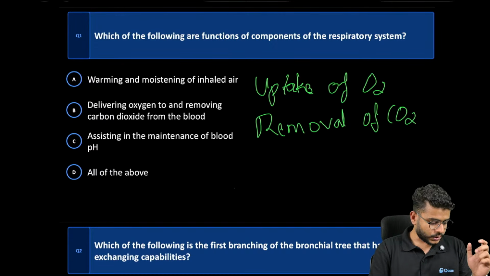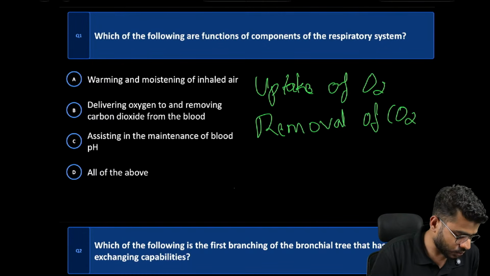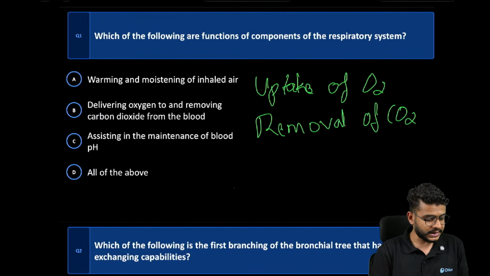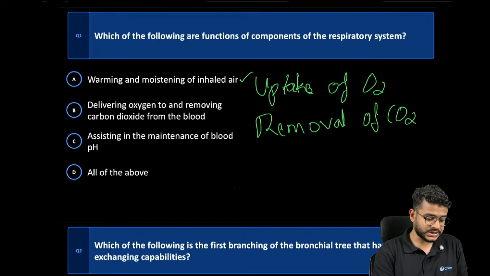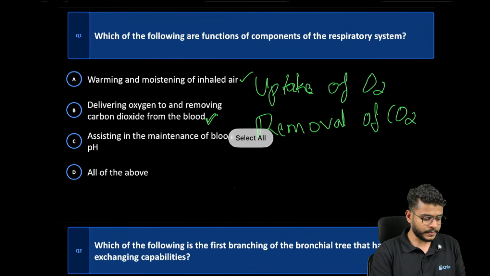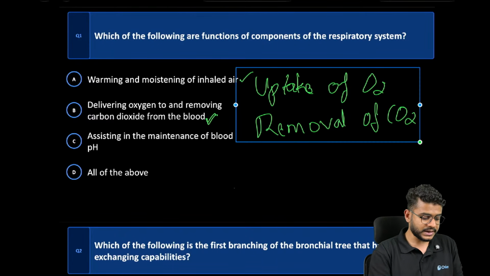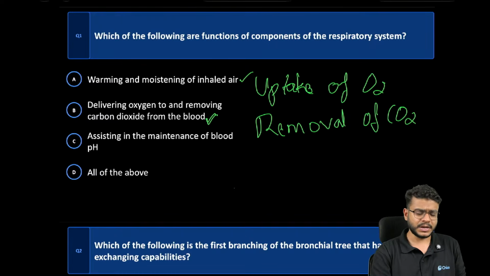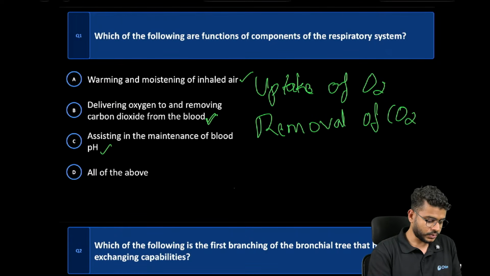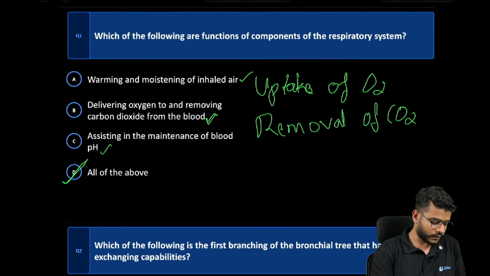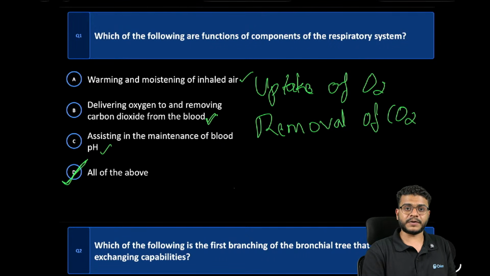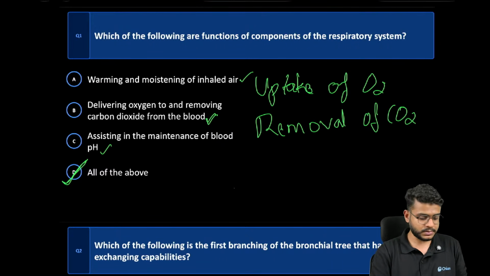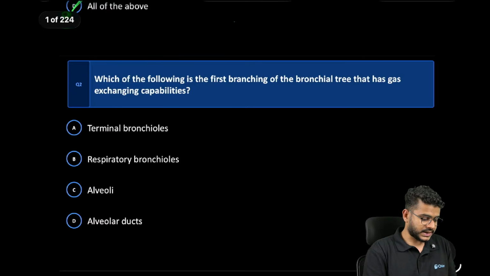So let's go through the options. The first option is warming and moistening of the inhaled air, which is a function. Delivering oxygen to and removing carbon dioxide from the blood, which is the main function. Assisting in the maintenance of the blood pH, which is also a function. So the correct option will be all of the above. Okay, so just go through the non-respiratory functions, which is an important part. Okay, let's go to the second question.